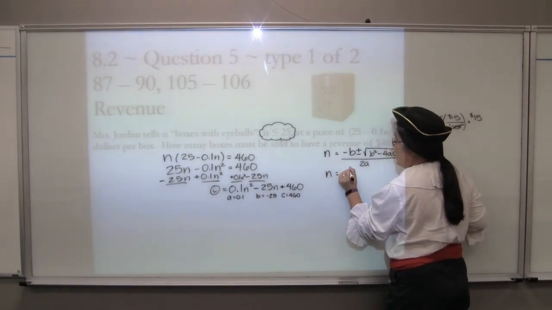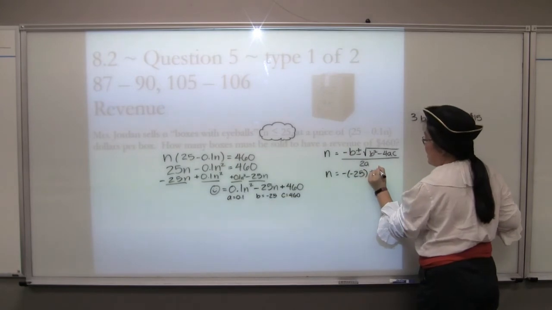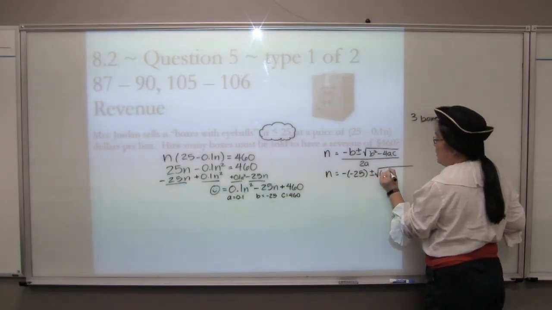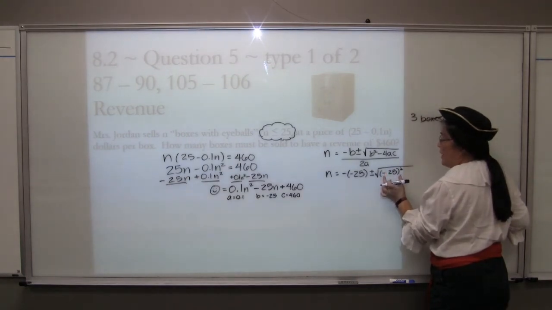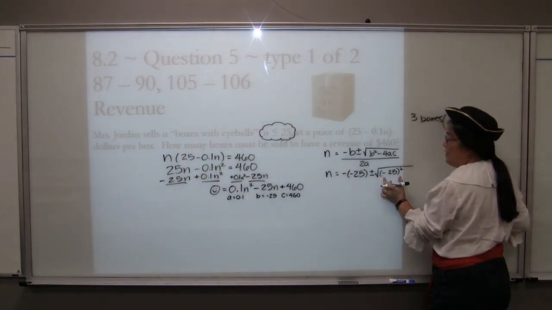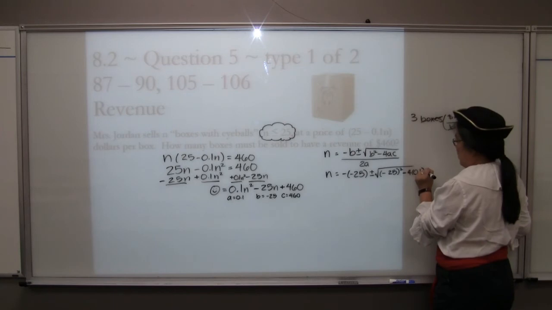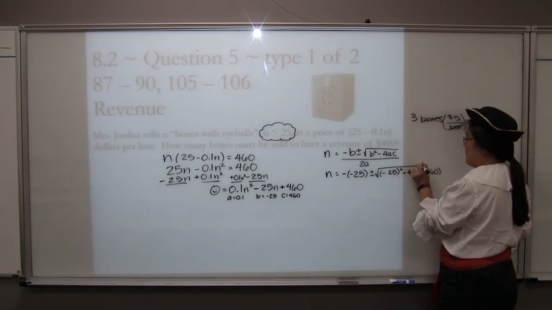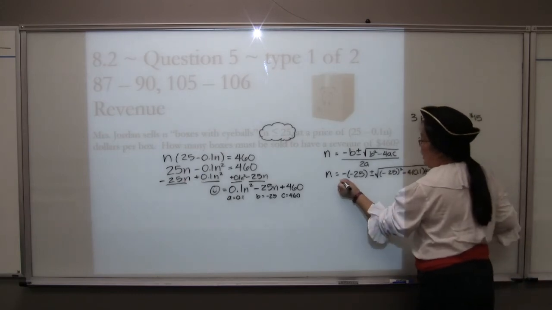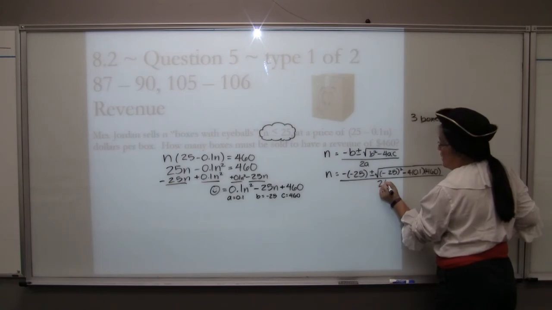N equals negative 25, because we're plugging, plus or minus square root negative 25 squared. Hey, parentheses absolutely required, right here. You have to have those or it is wrong. Minus 4 times 0.1 times 460. All over 2 times 0.1.